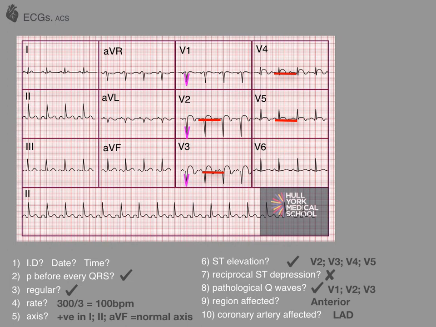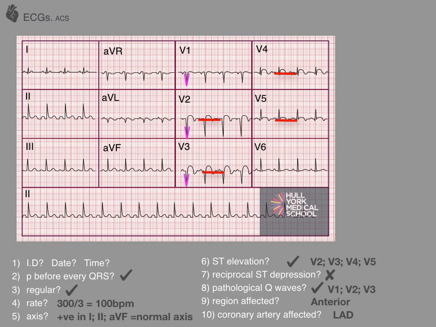We then start by looking for P waves, and I can consistently see a P wave before every QRS complex. The ECG looks very regular, so we can already conclude that this is a normal sinus rhythm ECG. We then move on to looking at rate. Again, it's a regular rhythm, so we can use the 300 rule. There are 3 big boxes between each R wave, therefore 300 divided by 3 gives us 100 beats per minute.